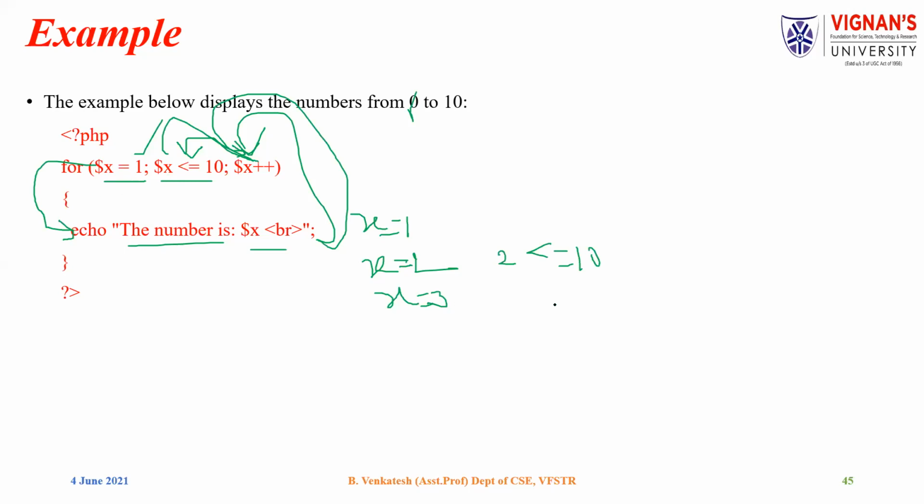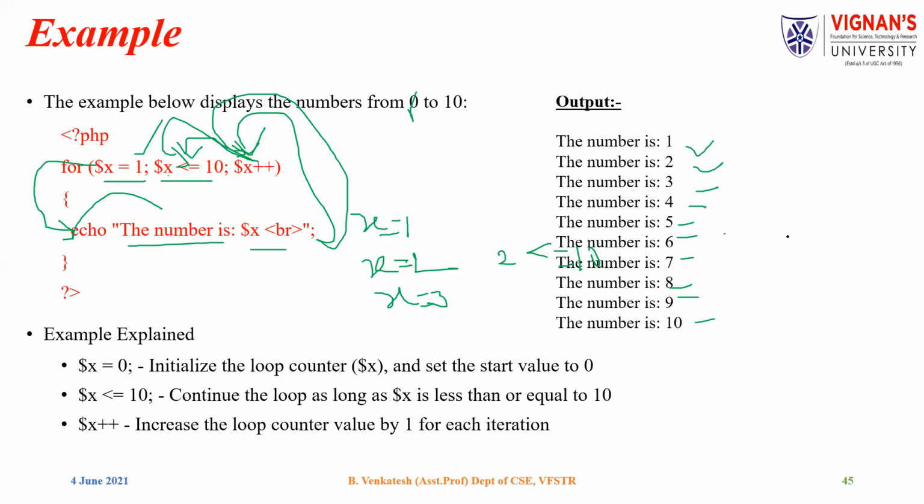So the output of this code is the numbers 1, 2, 3, 4, 5, 6, 7, 8, 9, 10. When x equal to 11, the condition is false, okay. So it will come out of the for loop.